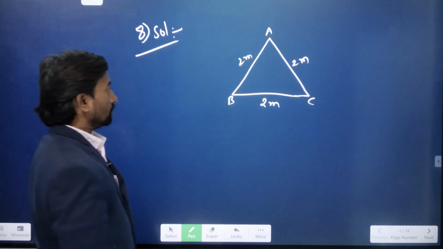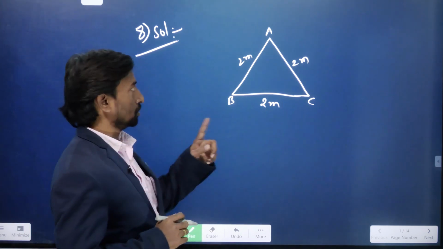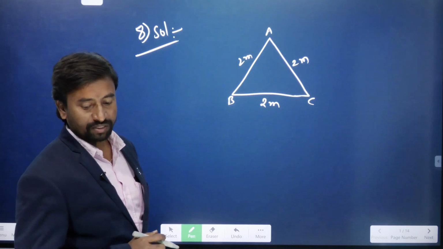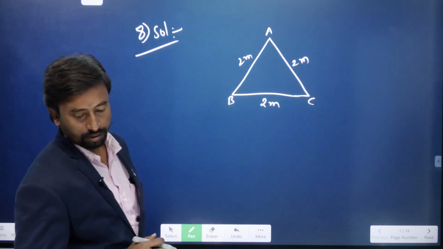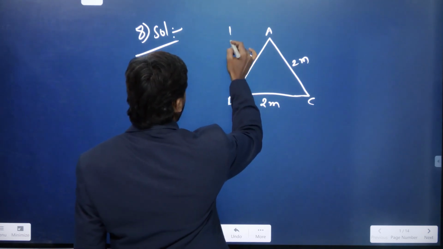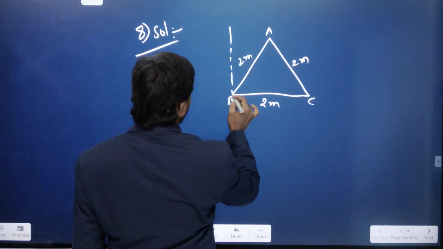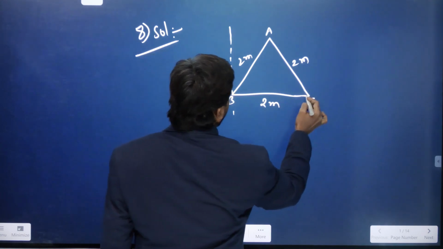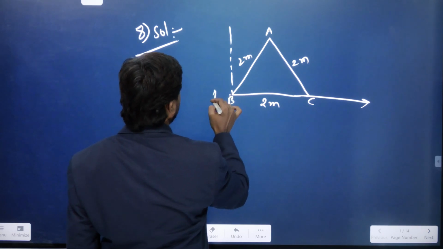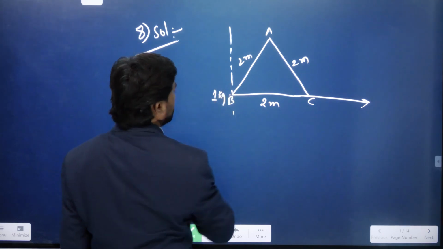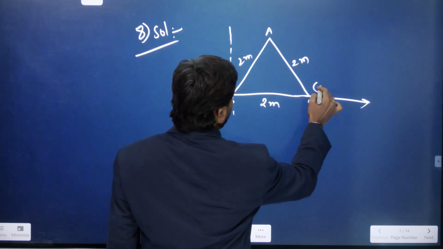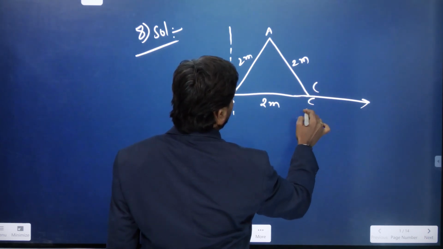And 3 particles are placed, 1 kg, 2 kg and 3 kg. They have said here 1 kg mass is at the origin. So here at this point 1 kg mass is there at the origin, and 2 kg mass is on the x-axis. So at the origin 1 kg mass is there and at this point 2 kg mass.